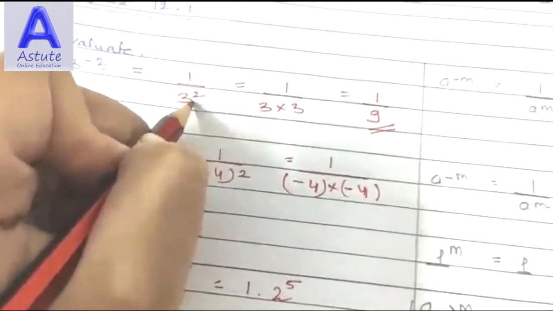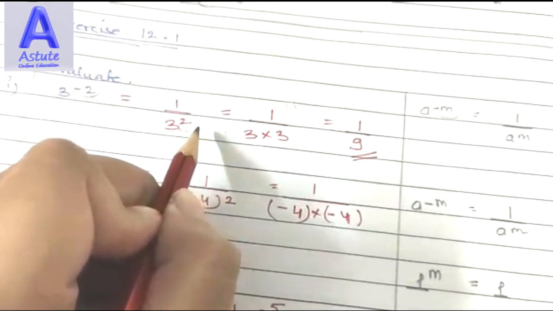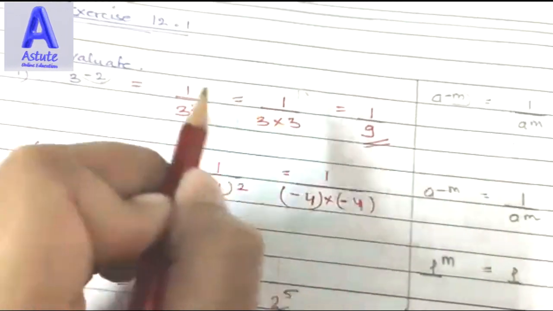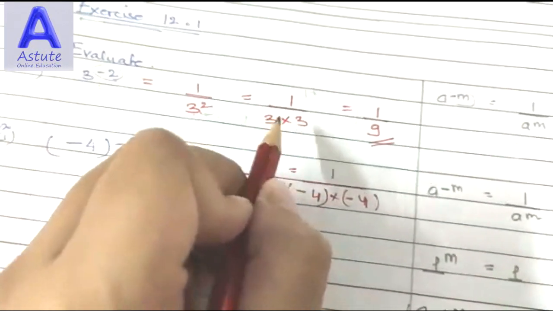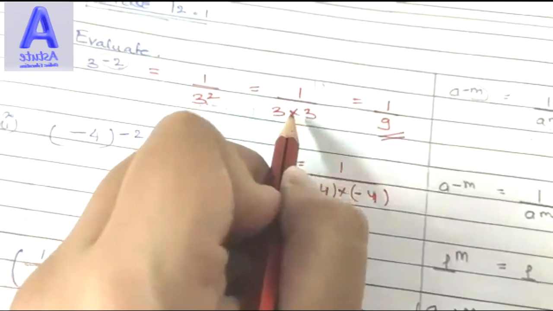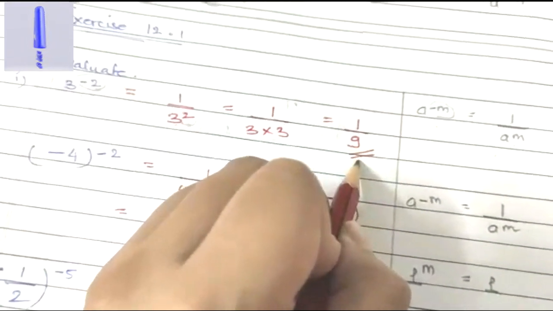Now we expand it. As I told you, the base is multiplied with itself as many times as the power. Here the power is 2. So 3 will be multiplied twice. So we can say 1 upon 3 into 3, which is equal to 1 upon 9.